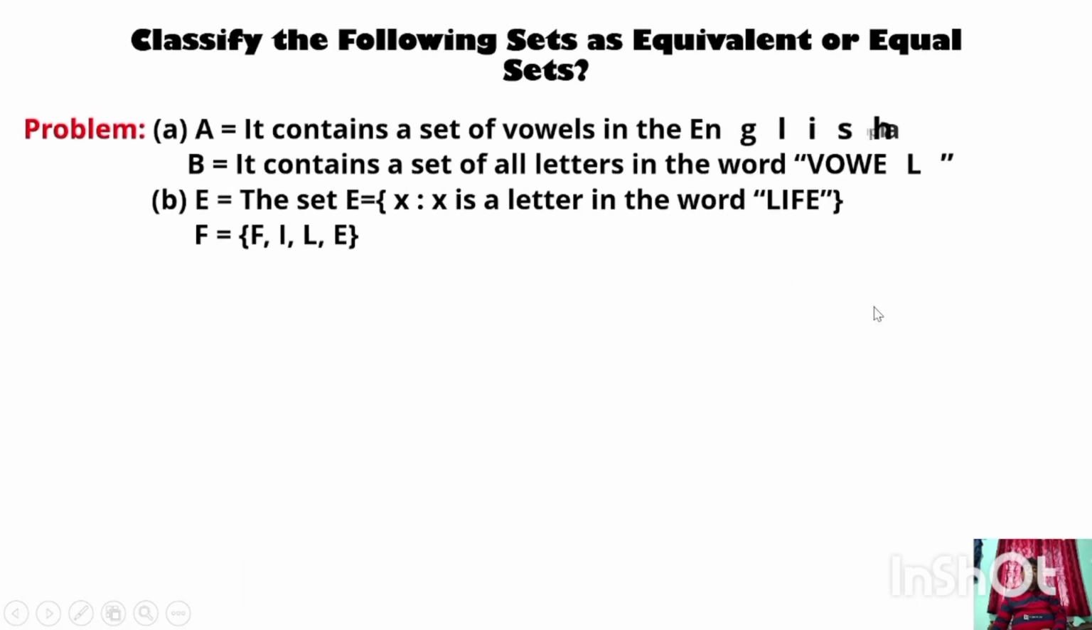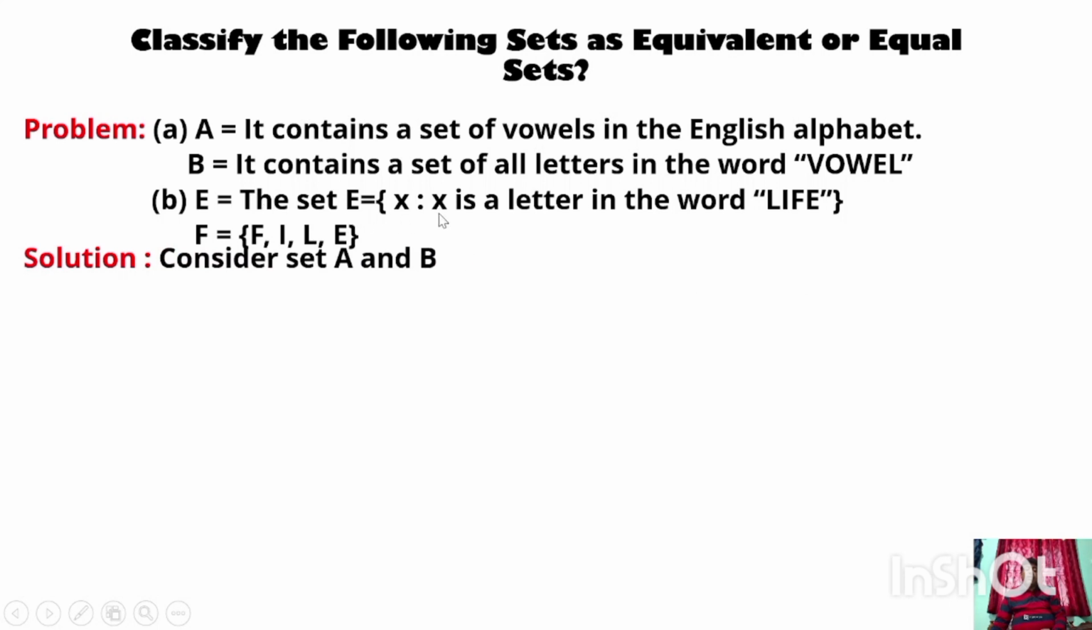Classify the following sets as equivalent sets or equal sets. Suppose the set A contains the set of vowels in the English alphabet. Set B contains the set of all the letters in the word vowel. Another problem I have given: the set B is the set of X such that X is a letter in the word life, and another set A has the elements F, I, L, E. Now let's see the solution.